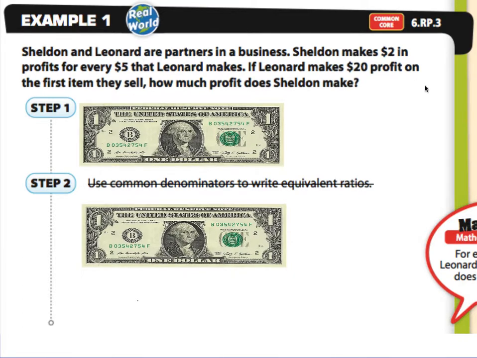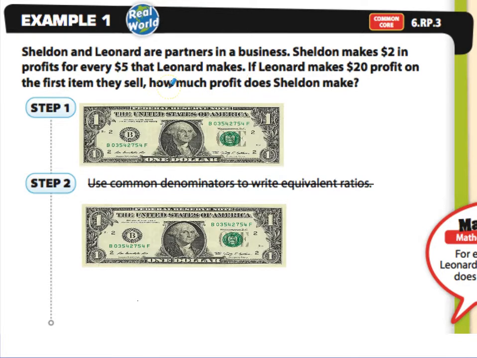They were partners in a business, and Sheldon makes $2 in profits for every $5 that Leonard makes. So he makes 2 for every 5. So you know right off the bat that this is a ratio, okay? Because 2 for every, you know that's ratio language. And if Leonard makes $20 in profit on the first item they sell, how much profit does Sheldon make?